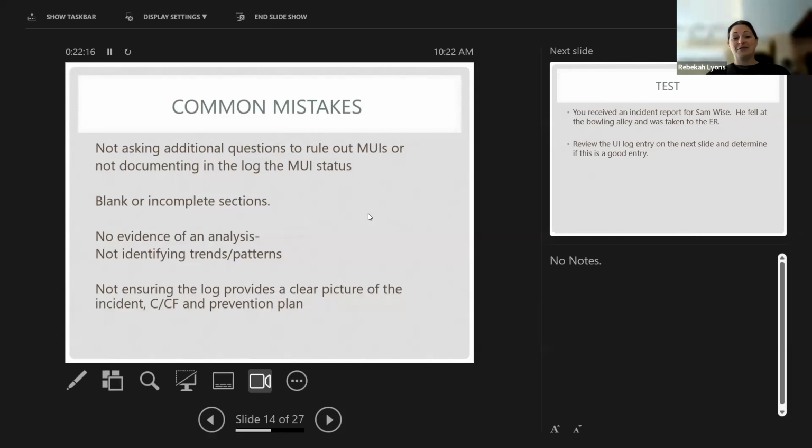I see no evidence of an analysis, so there's no signature, no date of who was doing that. Or sometimes I see trends and patterns, things that are recurring in there that just weren't addressed. And lastly, not showing a clear picture.